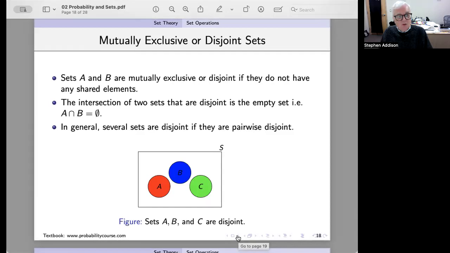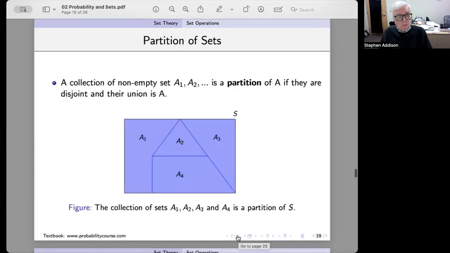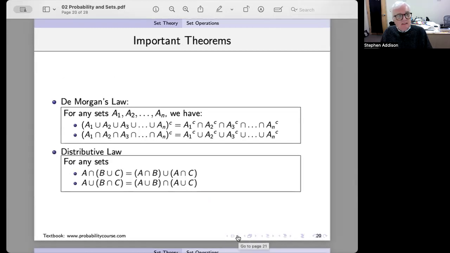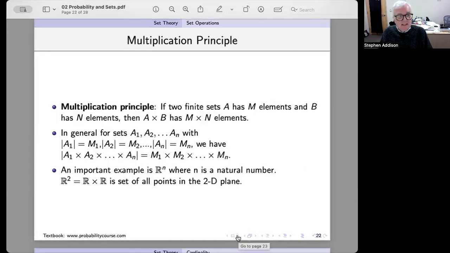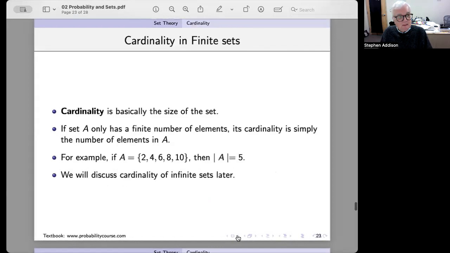You'll need to know what mutually exclusive or disjoint sets are. We'll talk about partitions of sets. We'll use some theorems, and I'll talk about these two theorems when we first use them. I'm just collecting them on this slide. We'll need to know what the Cartesian product of sets is. Again, I'll go through this when we actually make use of it. And you'll need to know about the multiplication principle for sets. Again, I'll go through this when we actually use it.